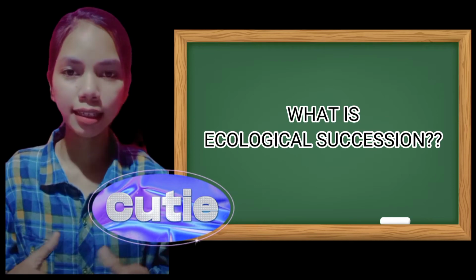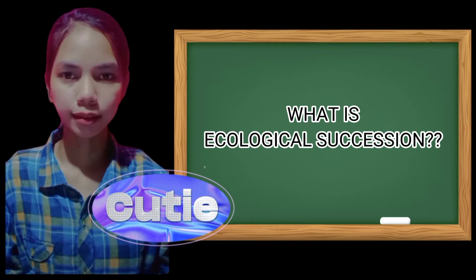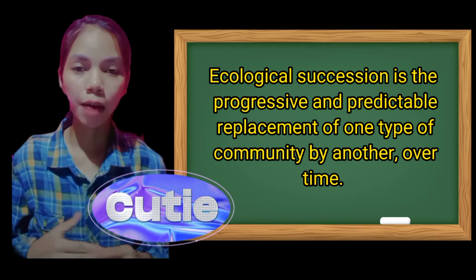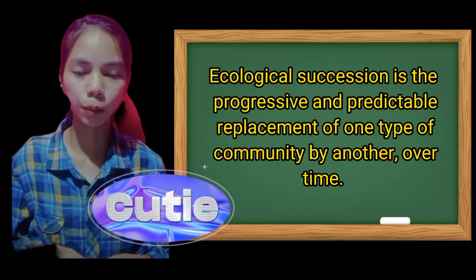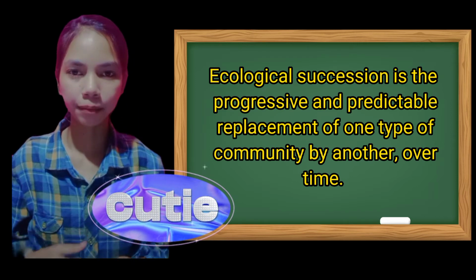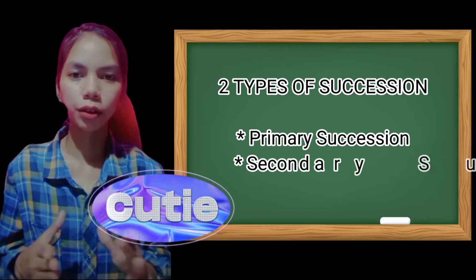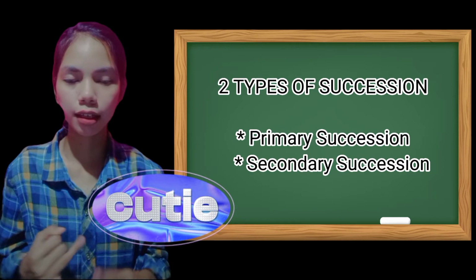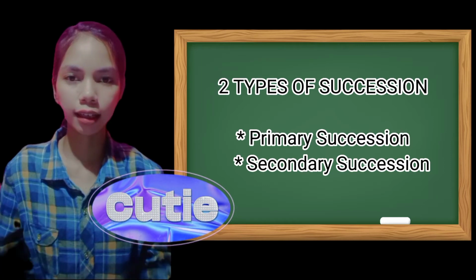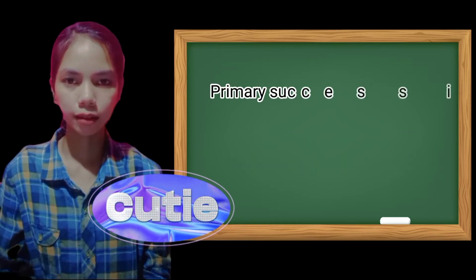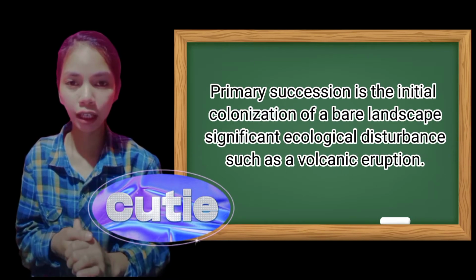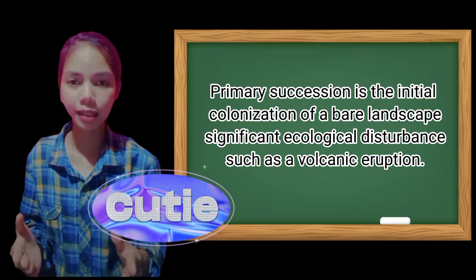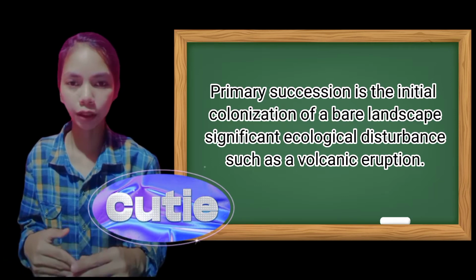Next is, what is ecological succession? Ecological succession is the progressive and predictable replacement of one type of community by another over time. So there are two types of succession. First is the primary succession and the last is the secondary succession. Primary succession is the initial colonization of a bare landscape after a significant ecological disturbance such as a volcanic eruption.